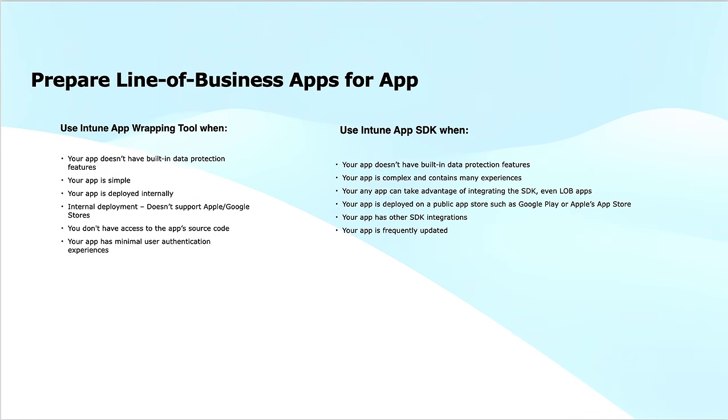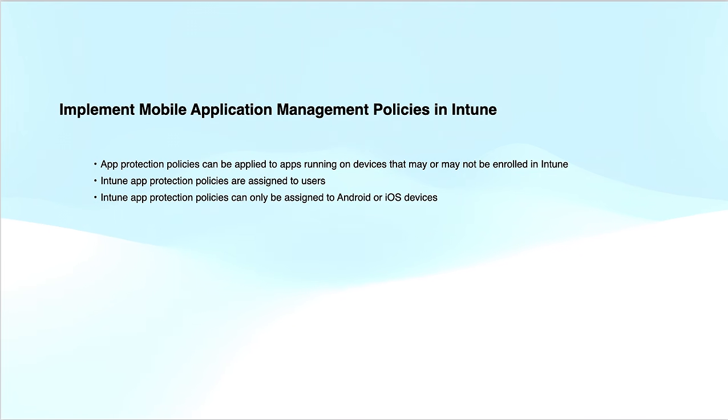Intune app protection policies are assigned to the users. Intune app protection policies can only be assigned to Android and iOS devices, because for Windows, as we have discussed, we use Windows Information Protection, WIP. Manage the mobile application management policies in Intune.